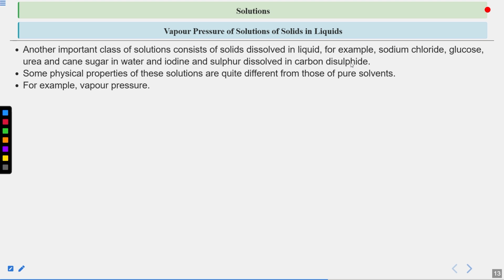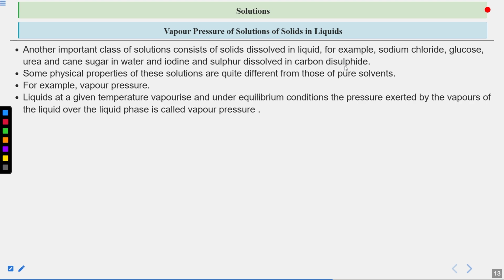For example, if we take the vapor pressure as a function, a liquid at a given temperature vaporizes under equilibrium condition, and the pressure exerted by the vapors of a liquid over the liquid phase is called the vapor pressure. So what is vapor pressure? It is the pressure that is exerted by the vapors of the liquid over the liquid phase. Whenever you are keeping a liquid in a closed vessel, its vapor will be formed above the solution, and that vapor will apply some pressure on the surface, and that is termed as the vapor pressure.